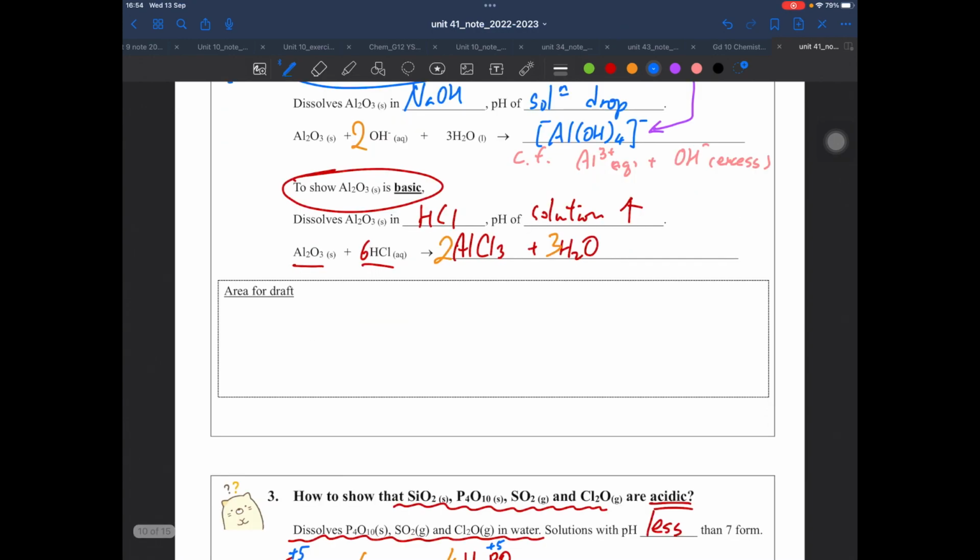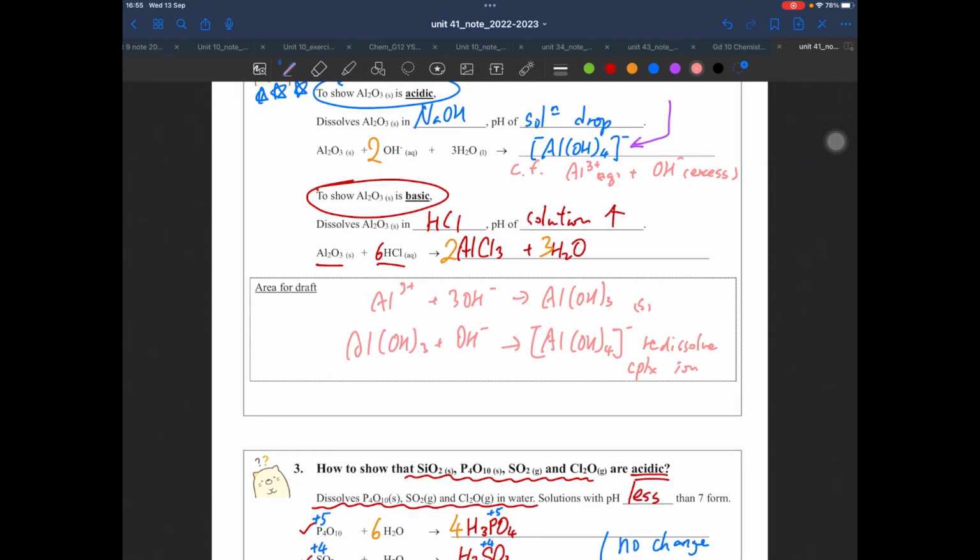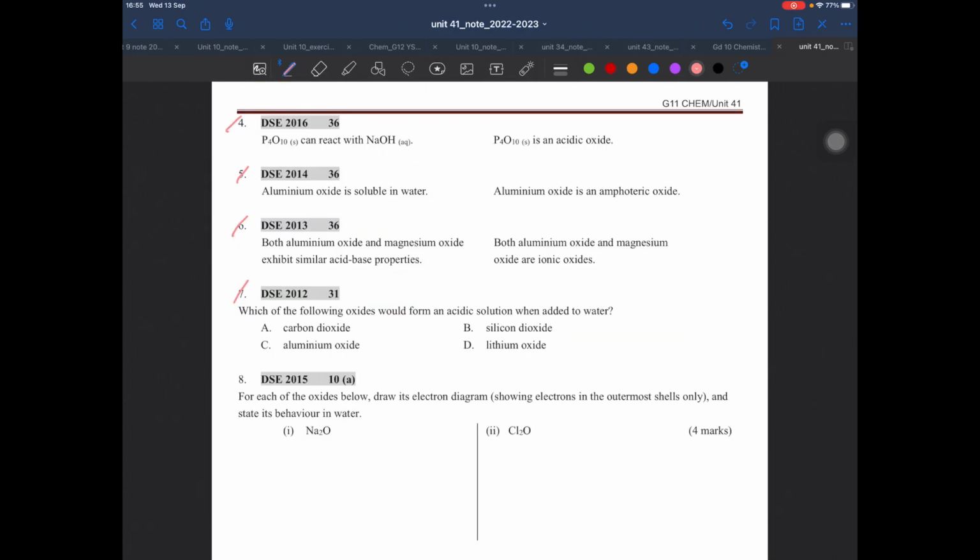So for those students who are absent-minded, let me give you the equation again. Okay, so you can expect this is the most difficult part for aluminium oxide. Well, next one, please, and you can pause the video first. So let's go back to the discussion.